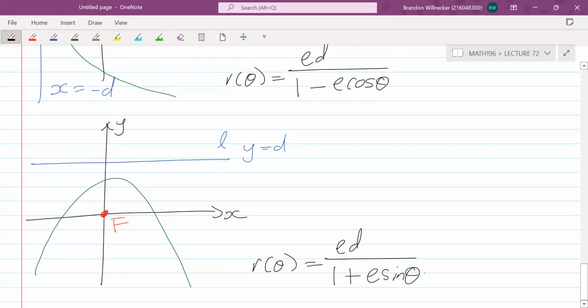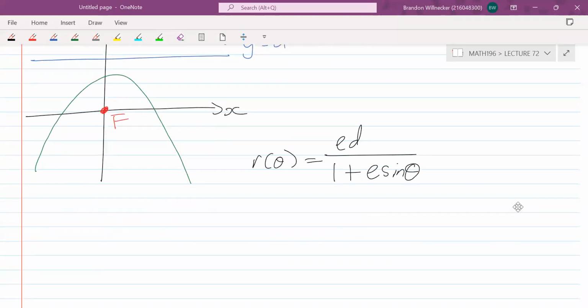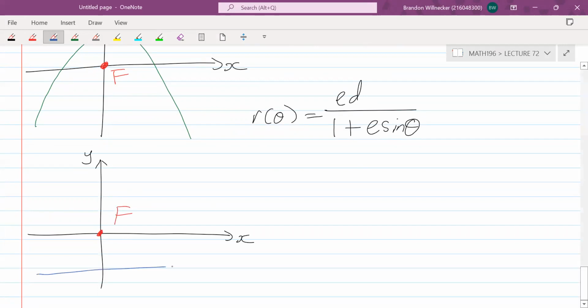Okay, something like that. And I'm sure you can guess the last case. That is when the directrix line is horizontal, but below the x-axis. Okay, so we have something like this. X and Y. Okay, we've got the focus over here again. Directrix line over here. So this is at y equals minus d. And we can draw in our parabola like that. Sorry, that's something like that there.